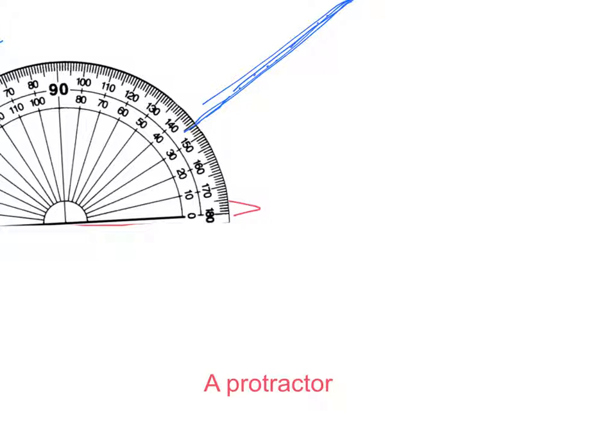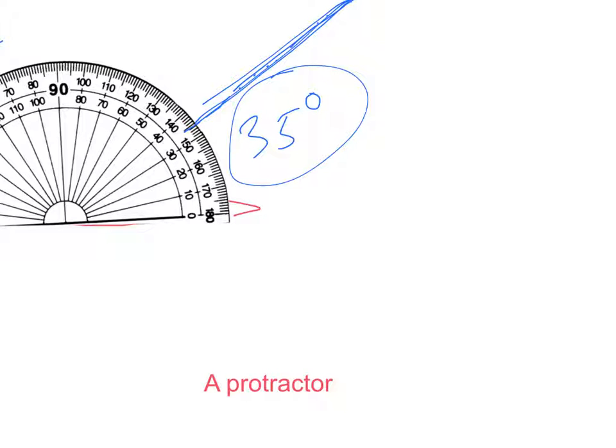It looks like it's right here between 150 and 140, but this is an acute angle, so it can't be these numbers. It has to be these ones. So it's right between 30 and 40, and that line in the middle is 35, so this angle is probably 35 degrees, and that would be the measure of that angle using a protractor.